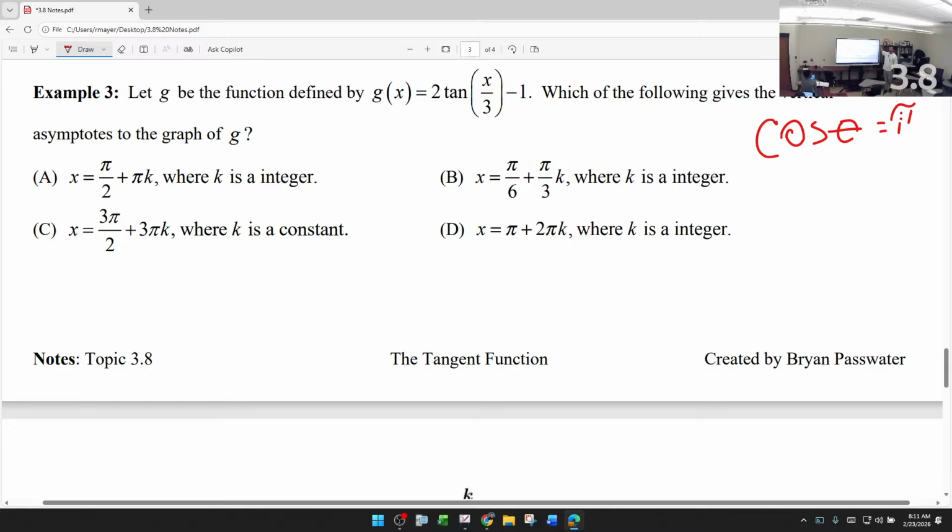And cosine is 0 when the duck is straight up in the air at pi over 2. Normally, right? This thing shifted. So pi over 2 is where this thing normally is at 0. That 1 does what to the whole graph? Moves it up 1. Down 1. Moves it down 1. So that's not going to affect that vertical asymptote. Moving things up and down doesn't affect vertical asymptotes. Moving things left and right does. Shrinking them out and in does.